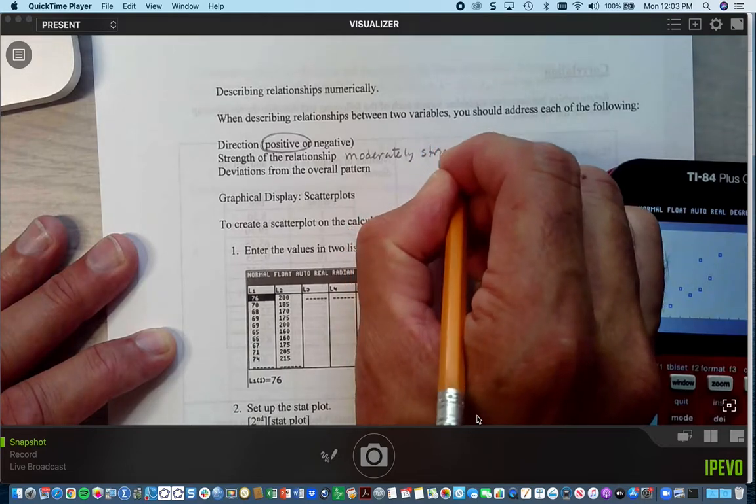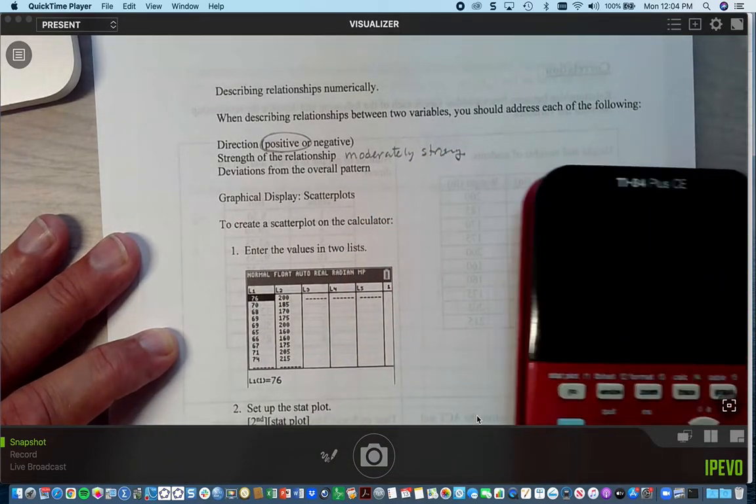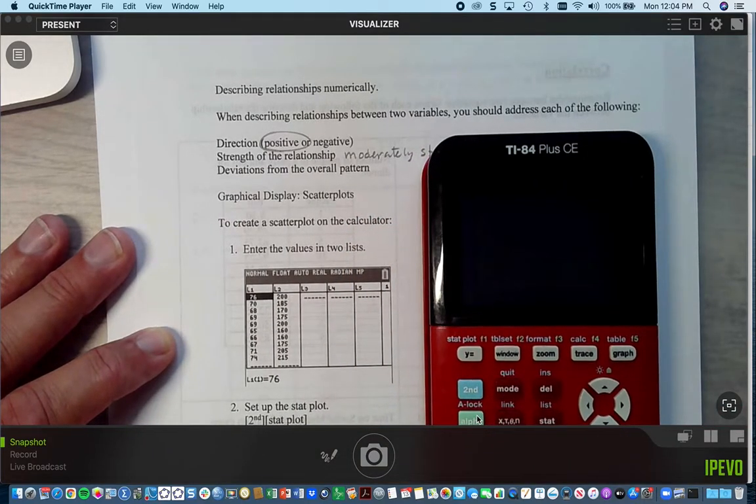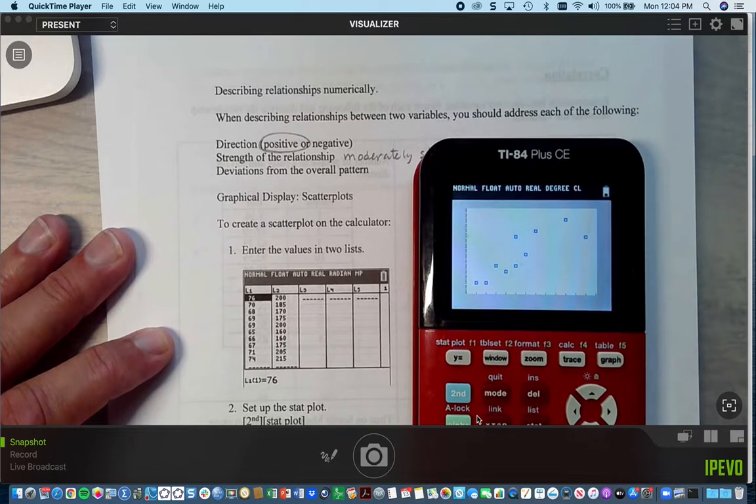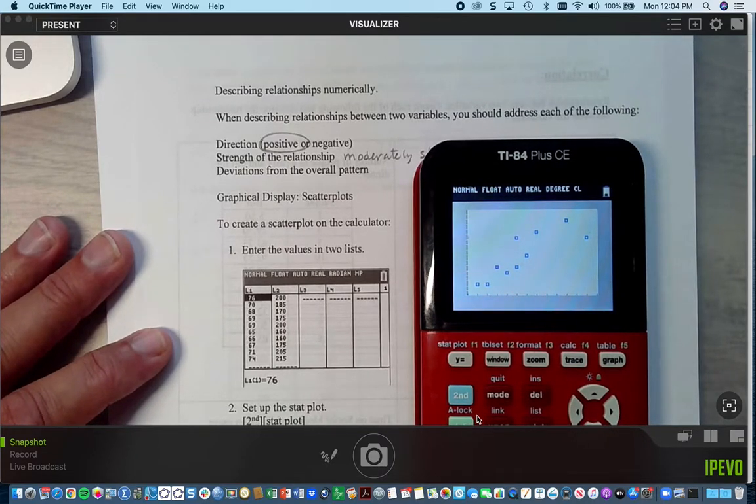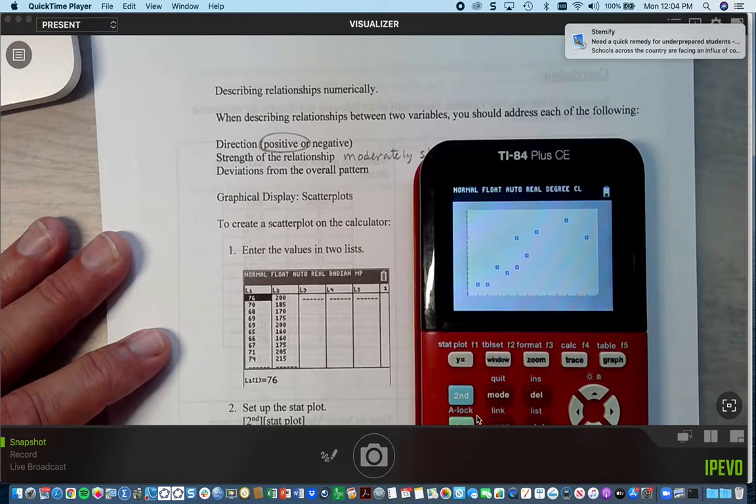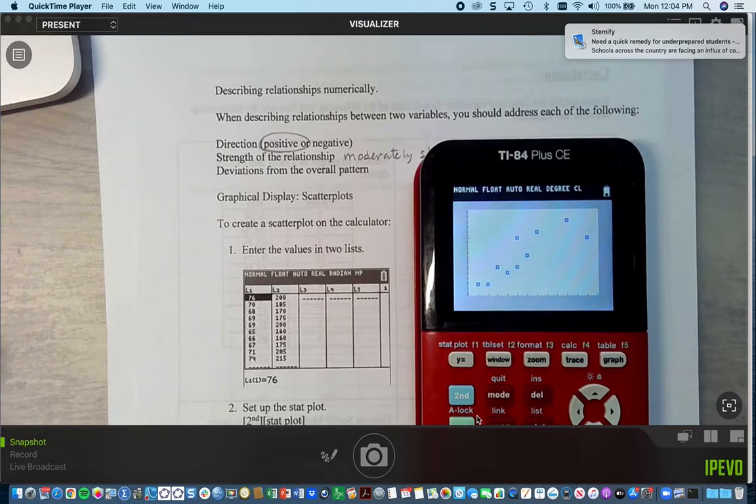Okay, and then do we see any deviations from the overall pattern, right? And by deviations from the overall pattern, what I'm thinking of is are there any points that really don't follow the general trend? And I would say that in this data set, I don't see anything that really is out of the ordinary.